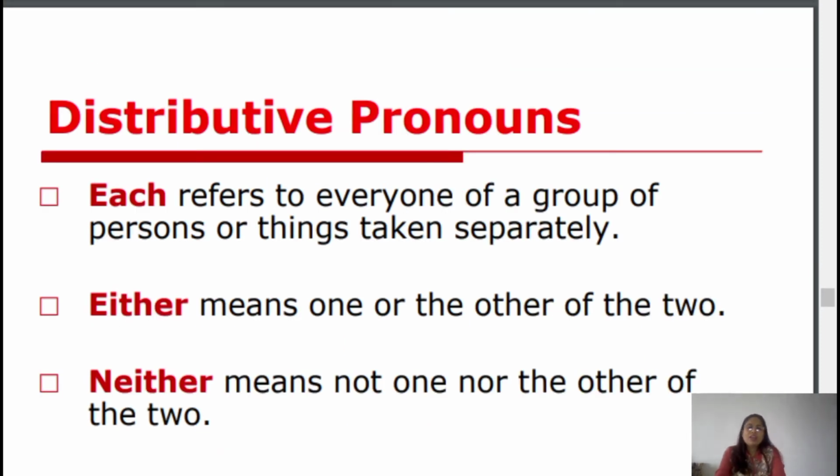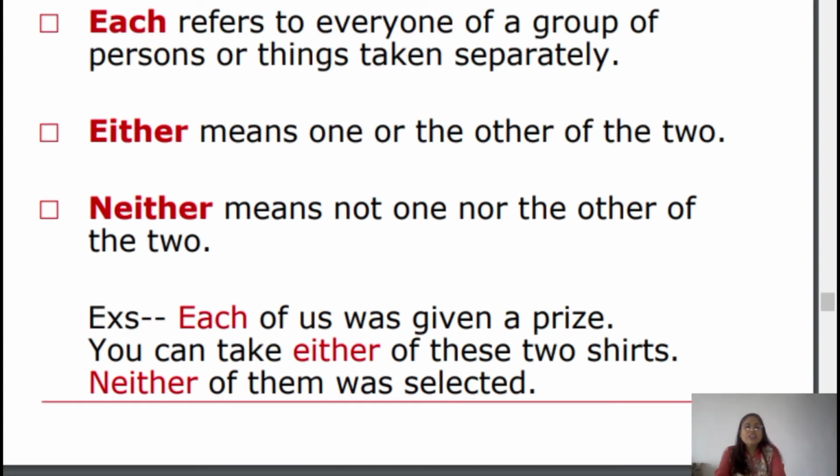Let us look at some examples. Each refers to every one of a group of persons or things taken separately. Either means one or the other of the two. Neither means not even one nor the other of the two. Examples. Each of us was given a prize. You can take either of these two shirts. Neither of them was selected.